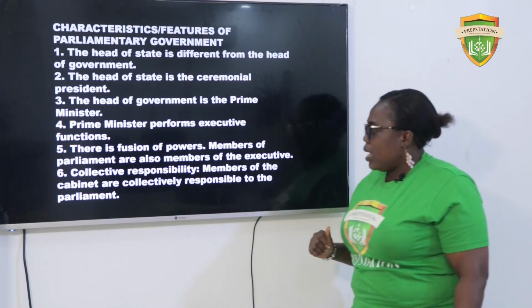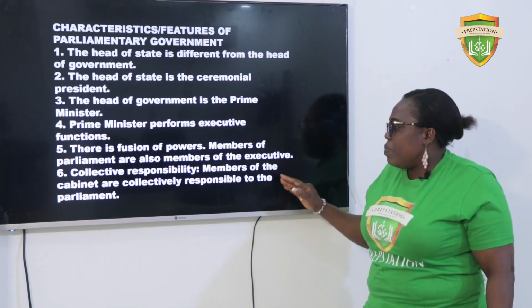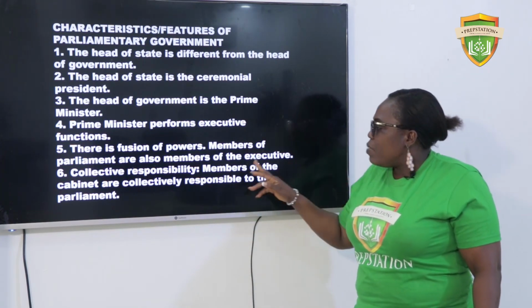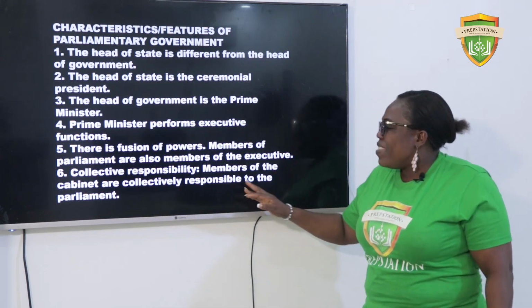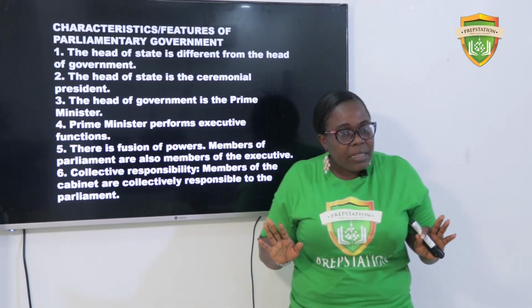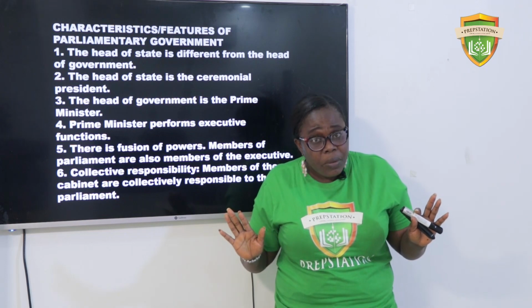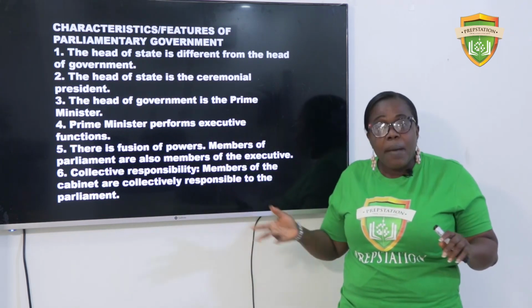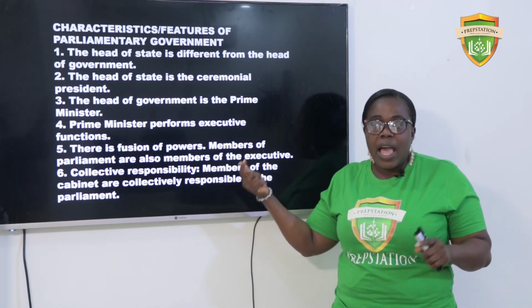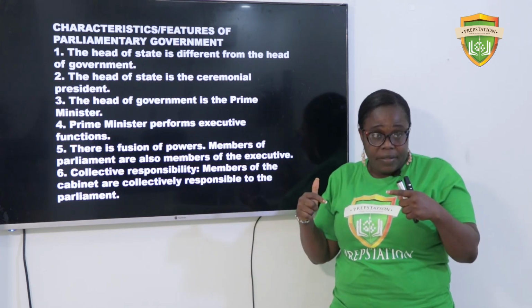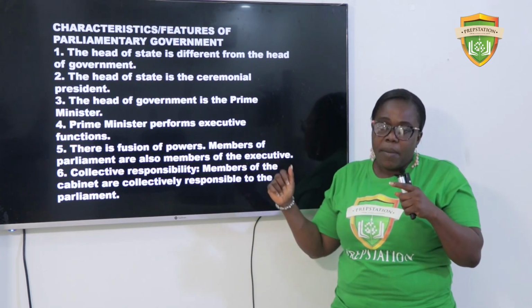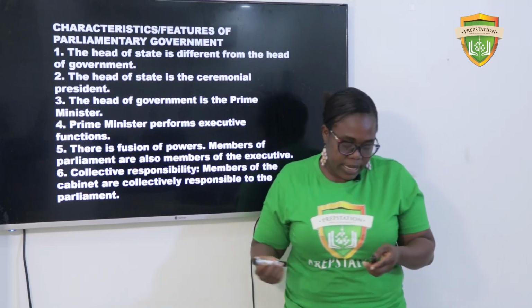Then number 6, it says collective responsibilities. It says members of the cabinet are collectively responsible to the parliament. It doesn't happen so, because the members here are both in the parliament and they are also in the executive. And remember, the head is the prime minister. Okay, let's go to the next slide.